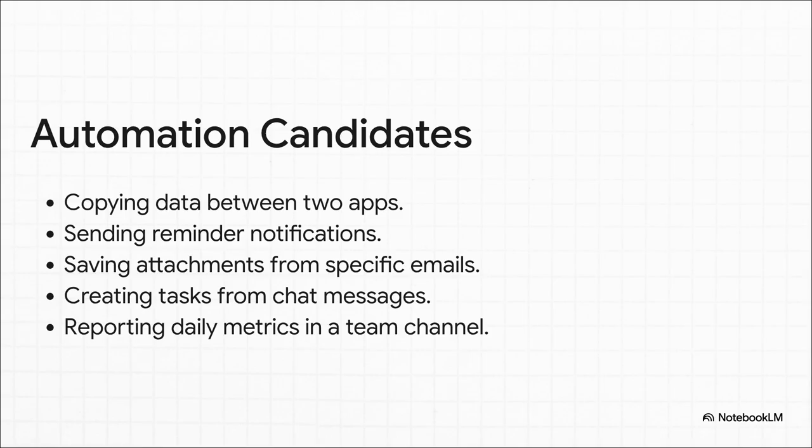So, what does a good first target even look like? Well, it could be something like copying data between two apps, or manually sending out reminder notifications. How about saving attachments from very specific emails? Or creating tasks in your project manager whenever someone sends you a certain chat message? Even just reporting daily metrics in a team channel. All of these are absolutely perfect candidates for your first big win.